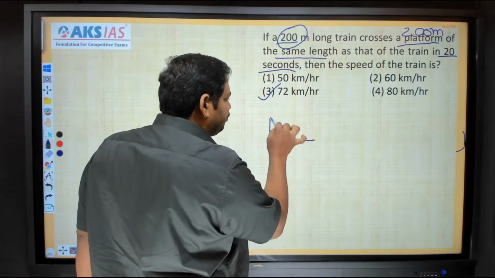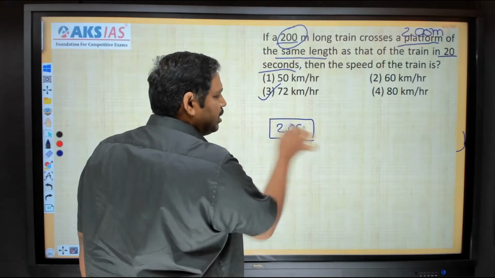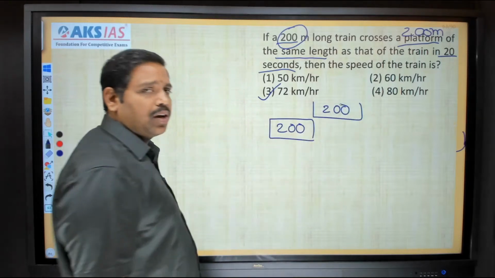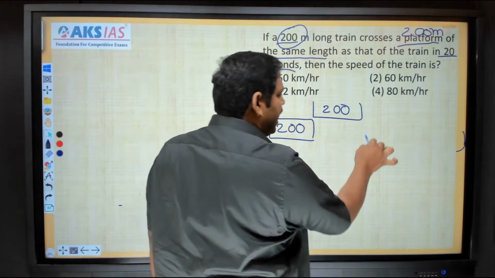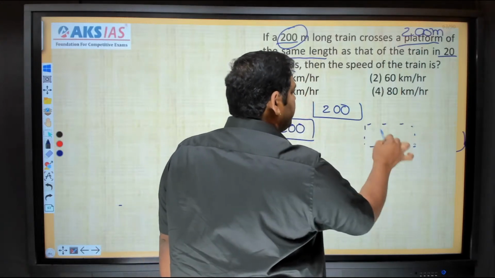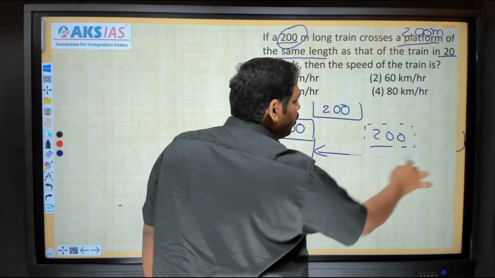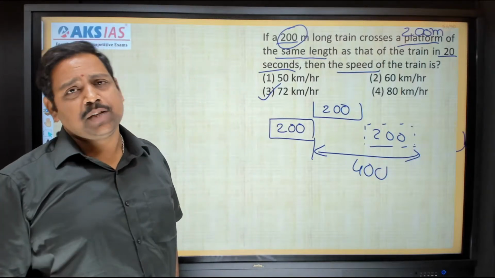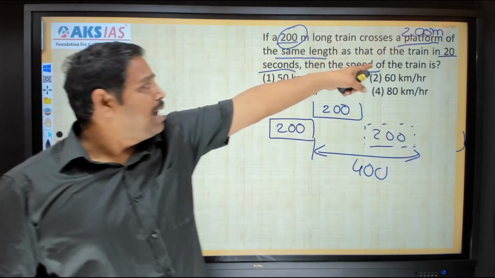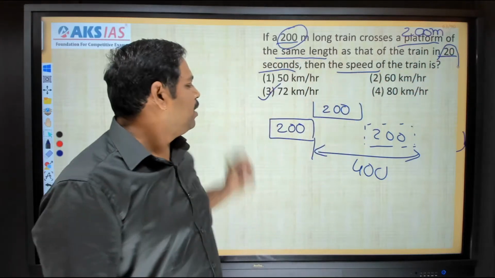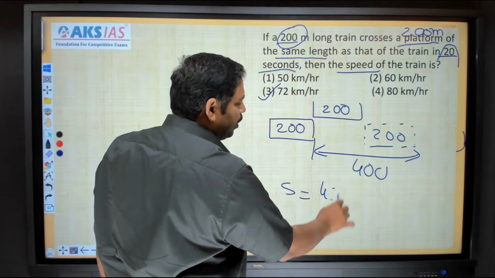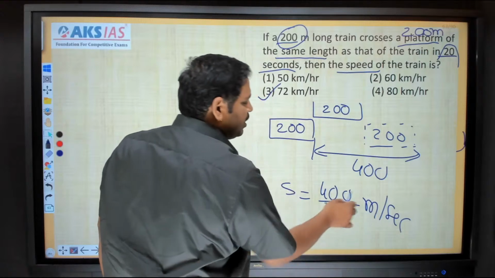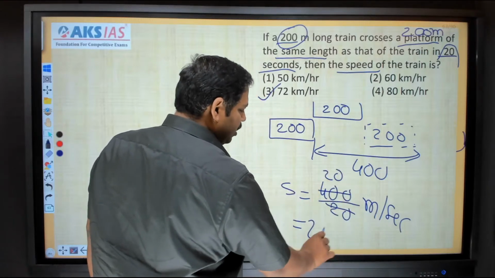This is the train. Its length is 200 meters. It is passing a platform whose length is also 200 meters. Now crossing means the train has to come like this. That means the distance traveled is 200 plus 200, 400 meters. He is asking about the speed. Speed means distance by time. Time he mentioned it as 20 seconds. So speed is 400 by 20. It is in terms of meters per second. Then it will be how much? 20 is right. So 20 meters per second.